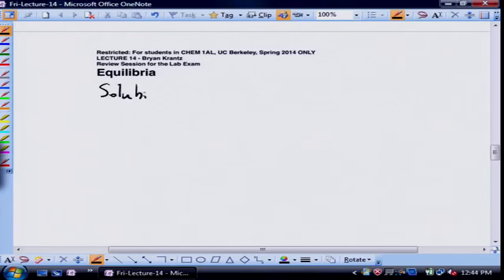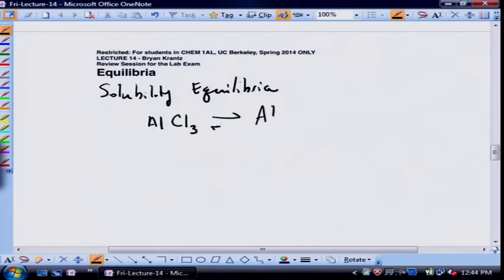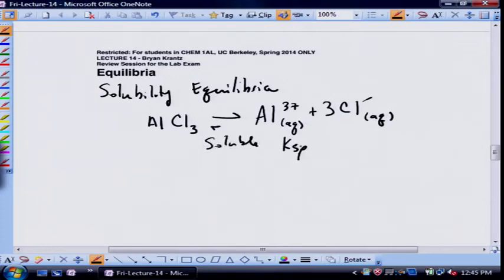Solubility equilibria. An example of that, let's take aluminum chloride, and that's extremely soluble. So I've drawn a much bigger arrow in the direction of forming the two aqueous ions, the aluminum 3+ ion and the chloride ions. Okay, it's very soluble. So that means its solubility product, or its equilibrium constant for solubilization, is much, much greater than 1.